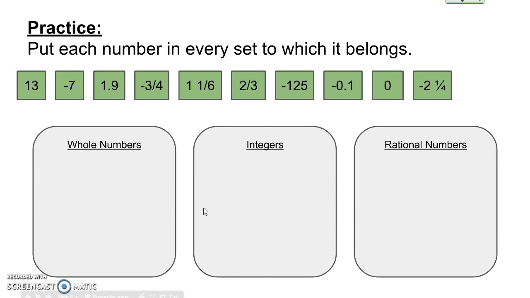In your notebook, I want you to pause this video real quick and make 3 columns: whole numbers, integers, and rational numbers. Go through the list of the numbers and put each number in every set to which it belongs. Hit pause and do that real quick. When you're ready to check your answers, press play, and I'm going to have the answers up on the slide.